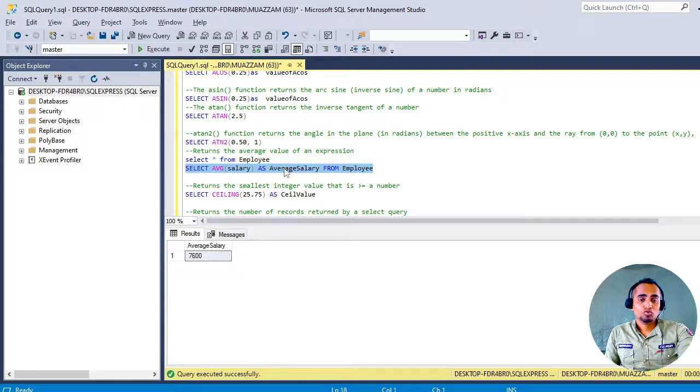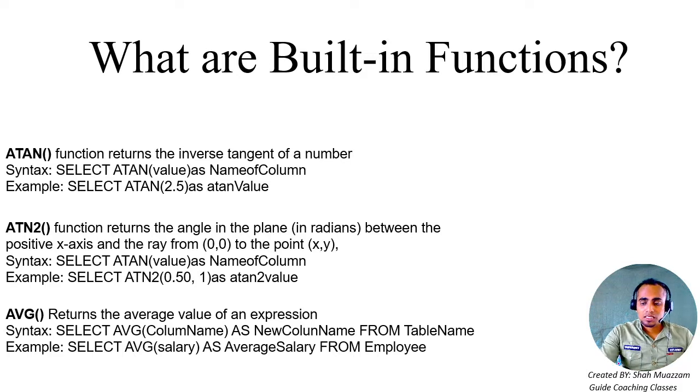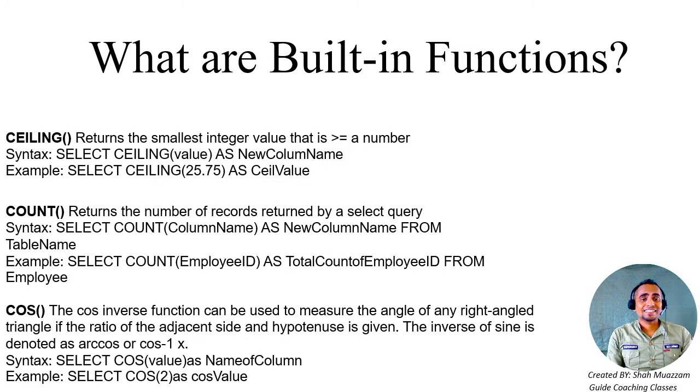Now moving on to our next function, which is ceiling. So what is ceiling? As you know, ceiling is something which is up, and floor is something which is down. So what exactly is the ceiling function used for? Ceiling returns the smallest integer value that is greater than or equal to a number.